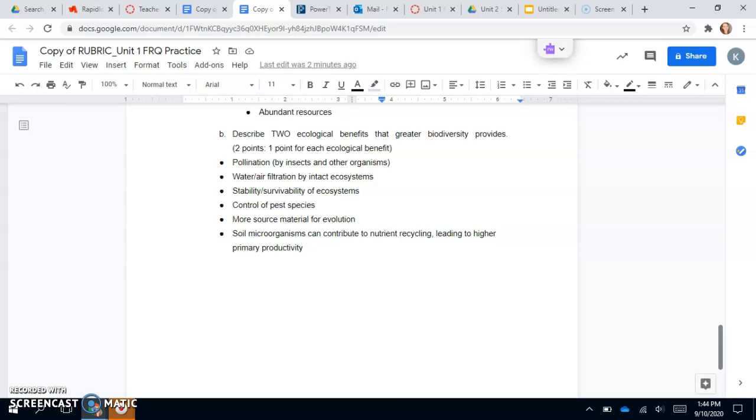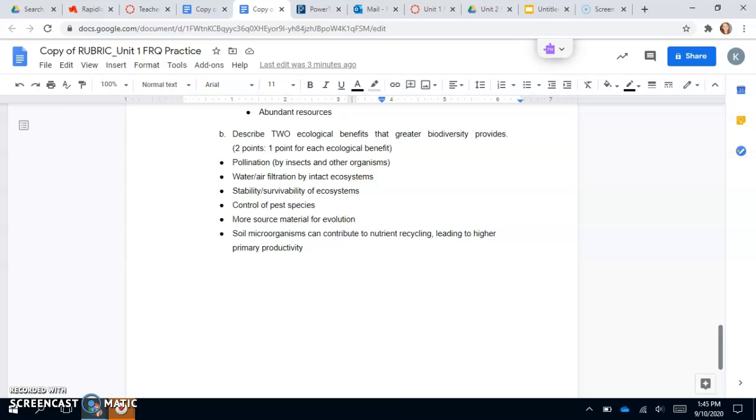B says describe 2 ecological benefits that greater biodiversity provides. You get 2 points, 1 point for each ecological benefit. And just a reminder, when you're listing 2 benefits, you only want to have 2. If you were just trying to think of things and started listing them out, they only grade the first 2, because they'll stop grading after that. If one of those first 2 is correct and the other is not, then you only get 1 point, but you get 1 point for each.